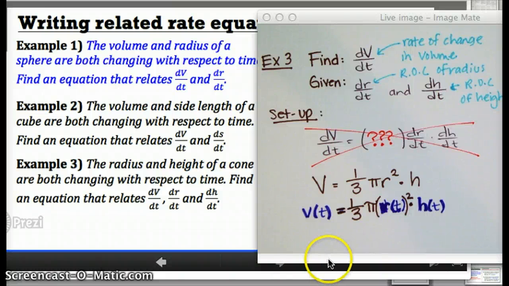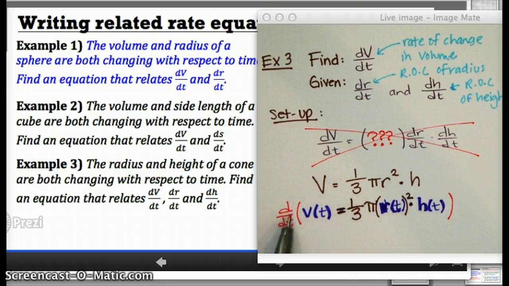It's just reminding you that v and r and h are functions themselves. So basically what I want to find, dv dt, is the derivative of this side. And since this side equals that side, I can take the derivative of each side with respect to time. Way back in Unit 3, we might have used notation like this to indicate that that's what I'm doing.